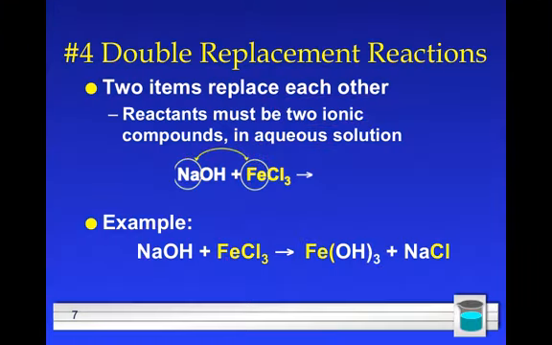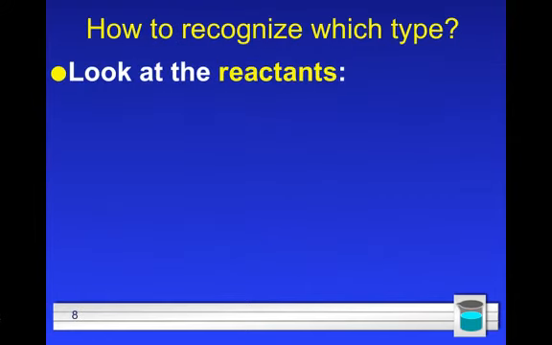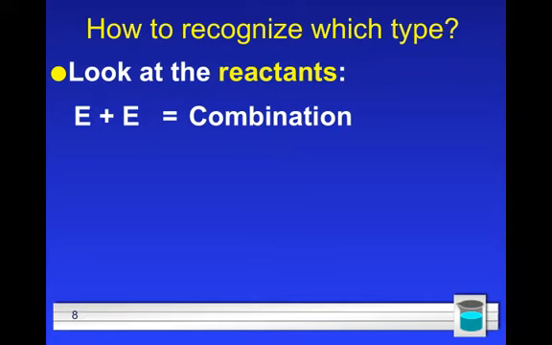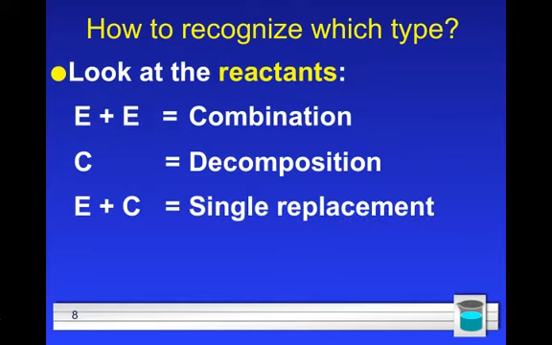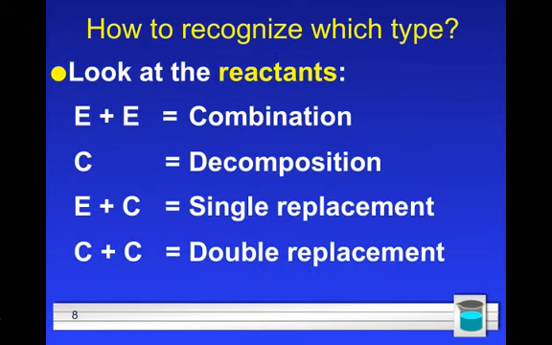All right, so let's talk about that last guy. Let's talk about the 5th chemical reaction type. Or maybe not. We're going to talk about how to recognize each type. So first of all, you need to look at the reactants. If you see an element plus an element, it tells you that it's automatically a combination. If you see just one single compound all by itself, it is telling you that it's going to be decomposition. If you see an element plus a compound, it's signaling you that it's single replacement. And if you see a compound plus a compound, it's telling you it's double replacement.